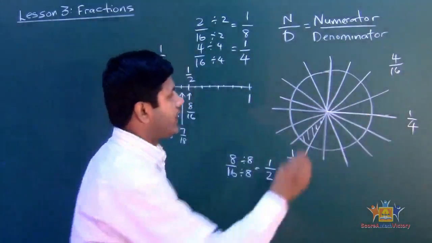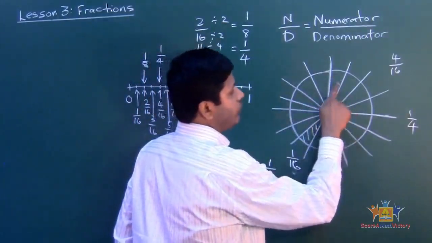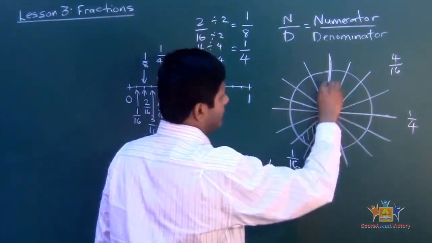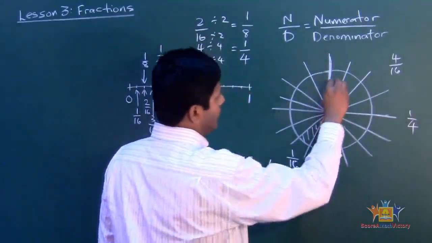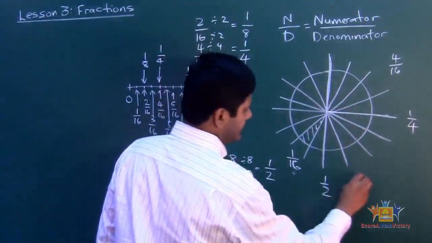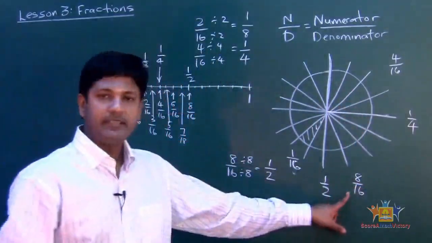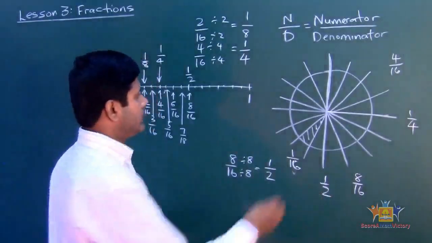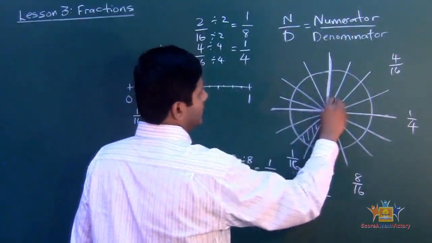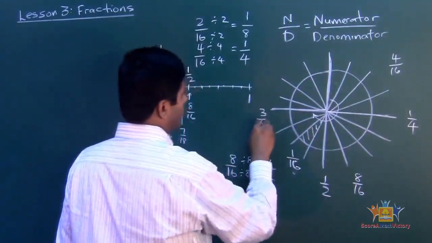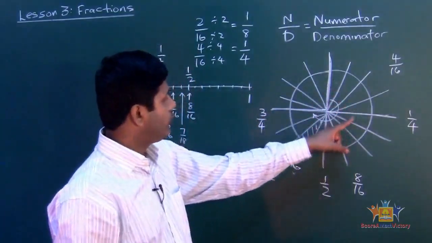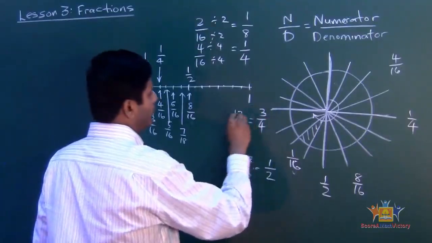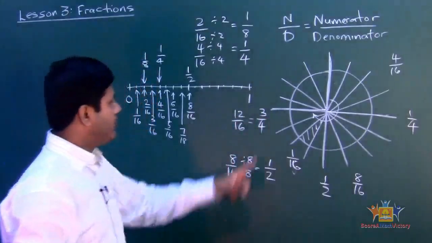Actually, if I had to cut it into smaller pieces like that, it takes 4 over 16 to make 1 over 4. And this one is what? Half. 1, 2, 3, 4, 5, 6, 7, 8. It makes 8 over 16 pieces to make half of that cake or pizza. This one is what? 3 over 4. 1, 2, 3, 4, 5, 6, 7, 8, 9, 10, 11, 12. It requires 12 over 16 to make 3 over 4.